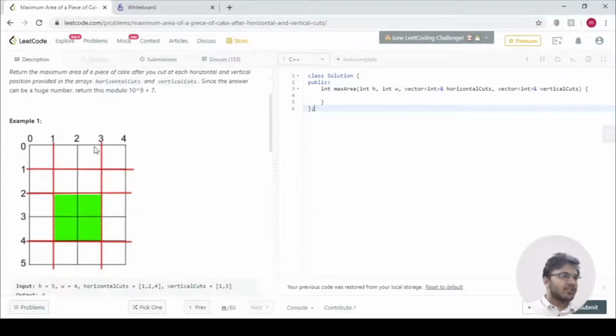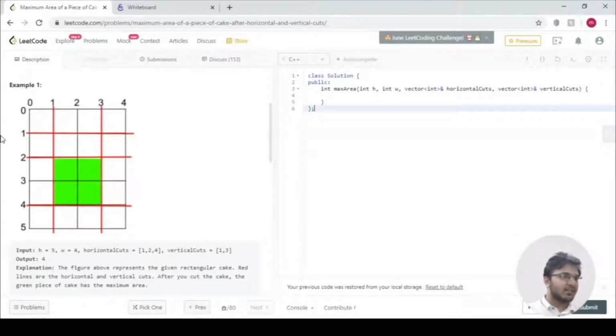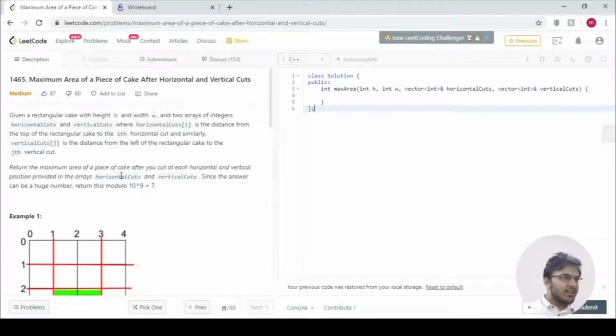So the problem here says that this horizontal cut here, 1, is the distance from the top to this horizontal cut. So this distance is 1 and here this distance is 4, and similarly for vertical cuts this distance is taken from the left, so this distance is 1 and this distance here is 3. Return the maximum area of a piece of cake after you cut at each horizontal and vertical position provided in the arrays horizontal cuts and vertical cuts.